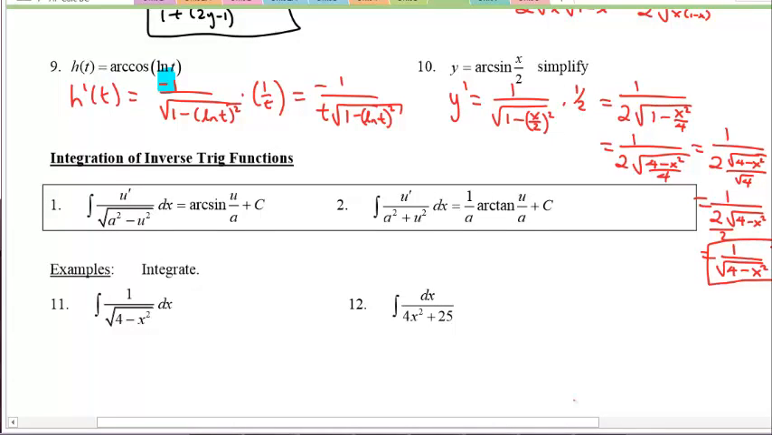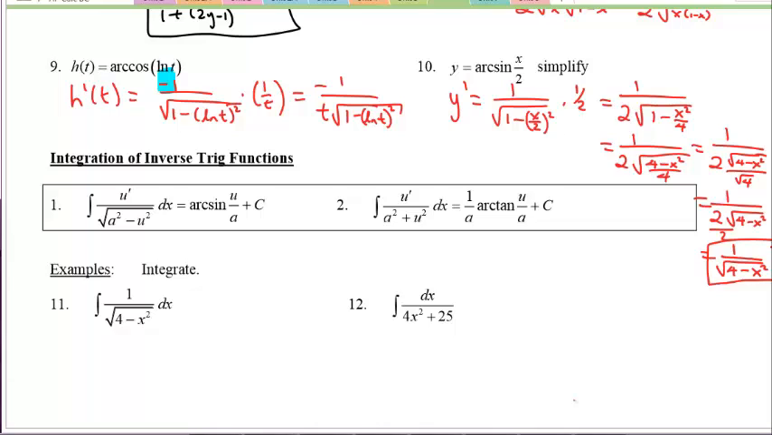Integration of inverse trig functions. Okay, so we just did derivatives, now we'll do integrals, and you need to memorize these as well. Notice the first one. It's really the integral of some crazy square root, and it becomes arcsine.